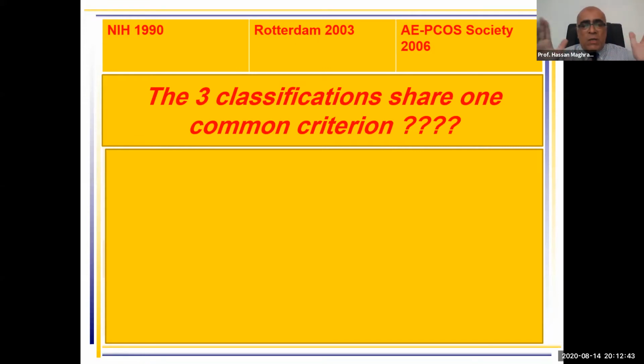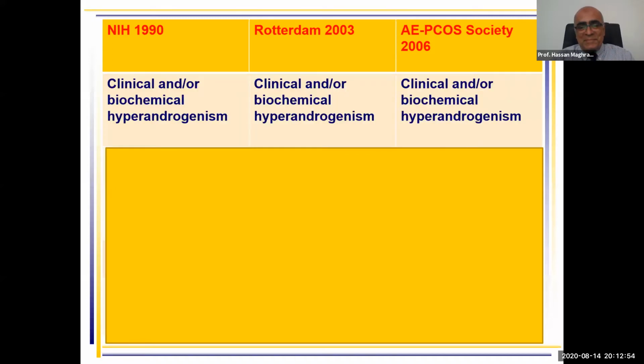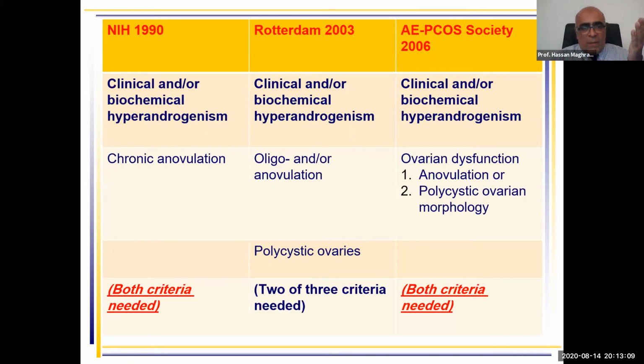The three classifications share one common criterion. What is this criterion? Hyperandrogenism, either hirsutism or acne, which is clinical hyperandrogenism, or elevated androgens, total or free androgen. For NIH, both criteria, androgen excess and anovulation, should be present. For the Androgen Excess PCOS Society classification, both criteria, clinical hyperandrogenism and ovarian dysfunction, should be present. But for the Rotterdam, which is the most commonly accepted classification, two of the three have to be present.